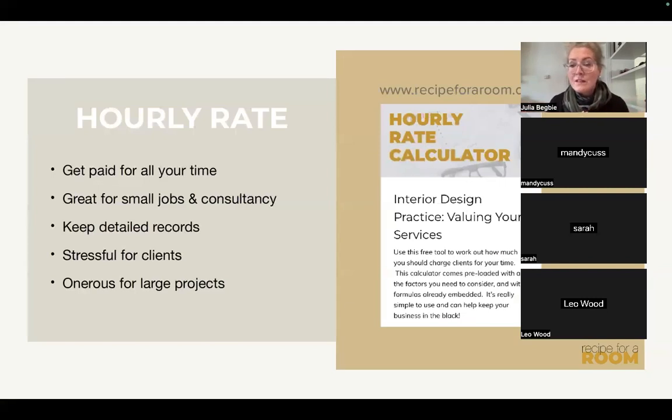Now, I think some of you have found this already, but on my website, I have an hourly rate calculator. It's a free Excel spreadsheet that you can download. And it's preloaded with a number of different considerations that you can input.